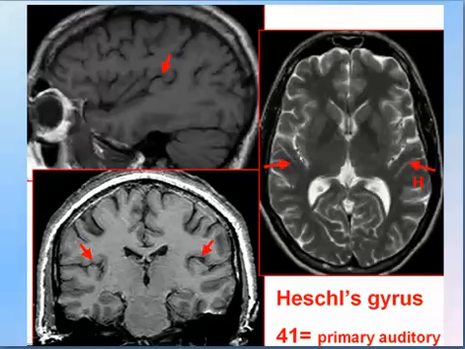It is concerned with the primary auditory area, and if this is the sylvian fissure, it is just the one above. So it is above and posterior. The one above and posterior to the sylvian fissure is Heschl's gyrus, which is responsible for the primary auditory function.